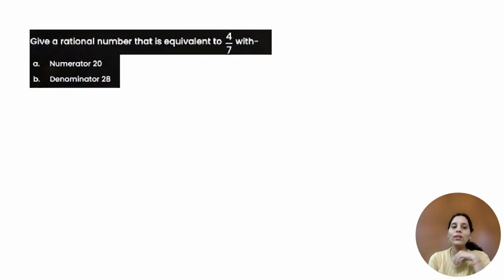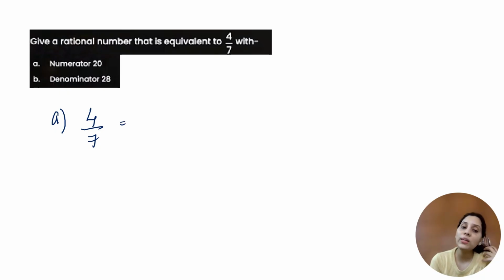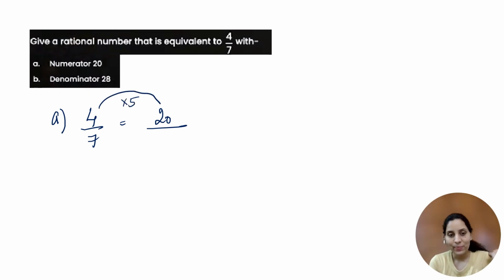Now moving on, give a rational number that is equivalent to 4 by 7. Okay, first one is 4 by 7 equivalent with the numerator 20. So I should have 20 in the numerator. So from 4 to 20, what am I doing? It is multiplying by 5. So to get the equivalent rational number, the denominator also you need to perform the same operation. So 7 into 5 is 35.